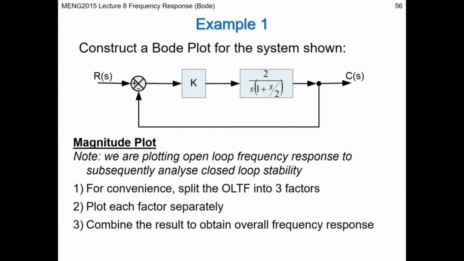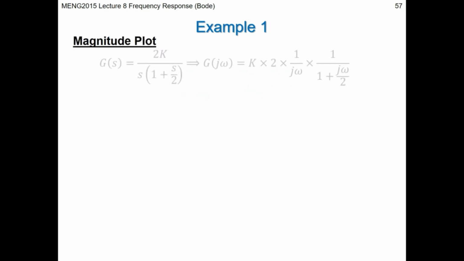When we construct our frequency response plot or our Bode plot, we're plotting open loop frequency response, and then we're using that to analyze closed loop stability. We always go through the process of splitting down our open loop transfer function into factors. We determine the magnitude for each factor separately, and the phase for each factor separately, then we add them back together, and then we can plot the overall frequency response.